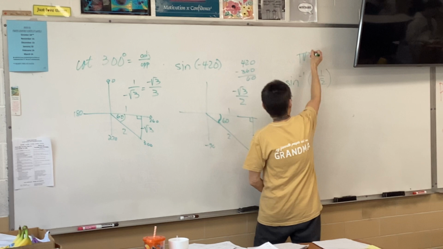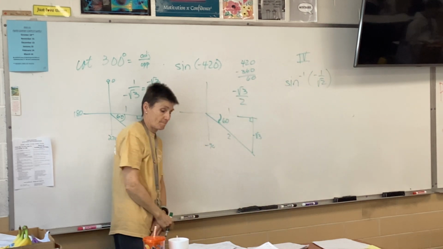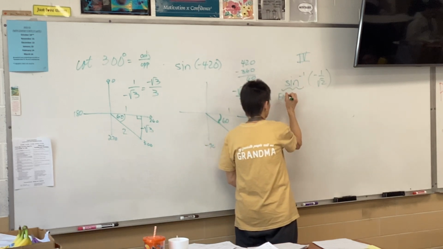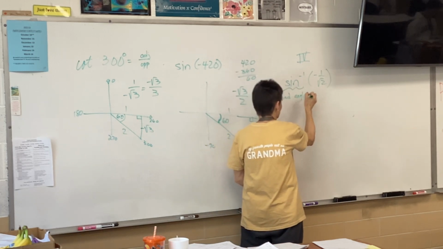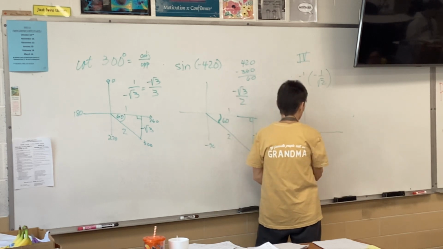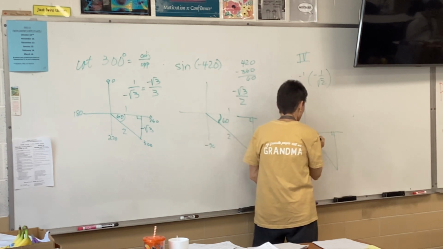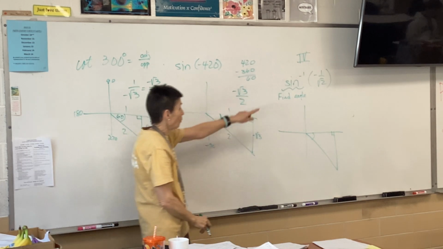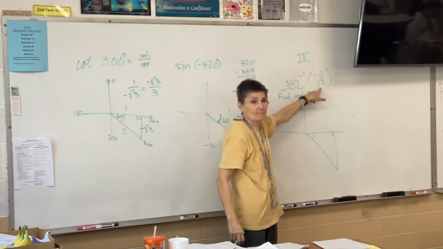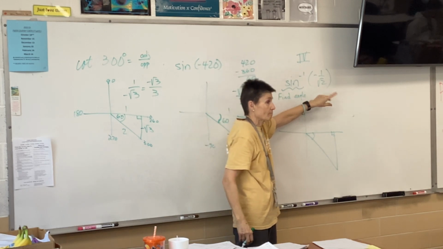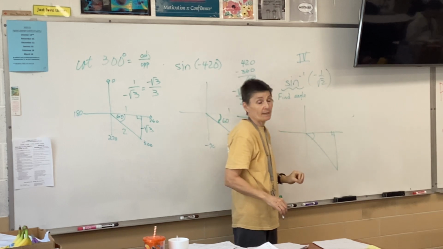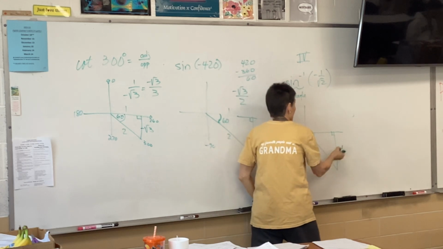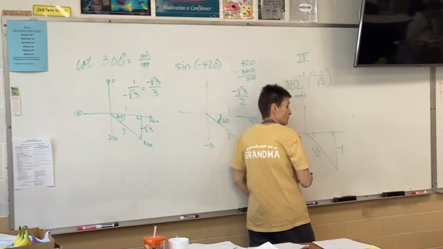This is going to be in quadrant 4. Remember, this notation right here says find an angle. So you're going to draw a picture of an angle in quadrant 4, and that's what you're looking for, that angle right there. What do we know about that triangle? 45, 45, 90. What do I know about the sides of my triangle? Opposite is negative 1, hypotenuse is root 2.